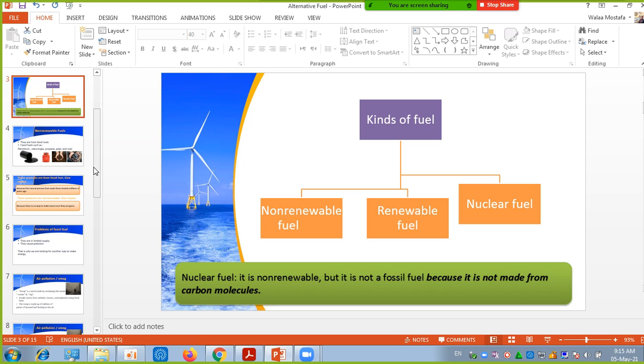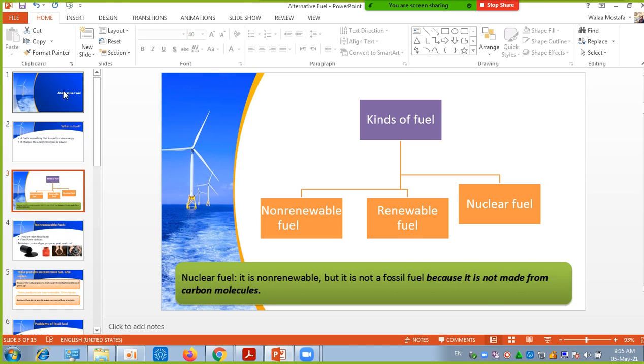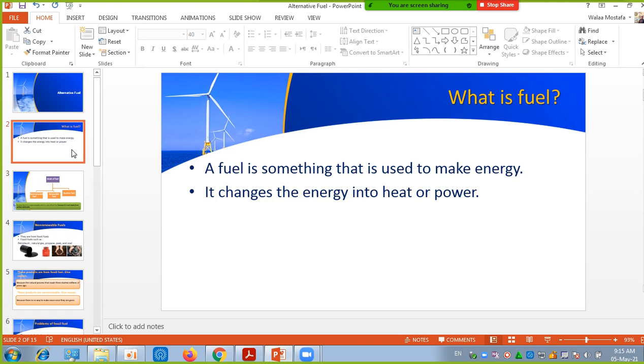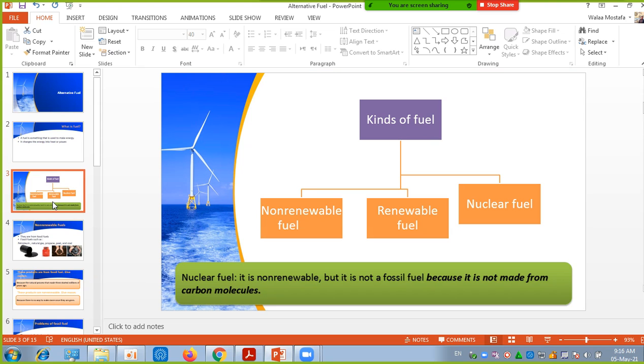Okay, if you remember, last week we were speaking about alternative fuel, which means getting fuel from different resources. And we said that we have three kinds of fuels. Some of them are non-renewable, which we discussed last week, renewable, which we are going to discuss next week, inshallah, and nuclear fuel. Nuclear fuel and fossil fuel are both non-renewable. I mean, nuclear is non-renewable too, but it is different from this one.